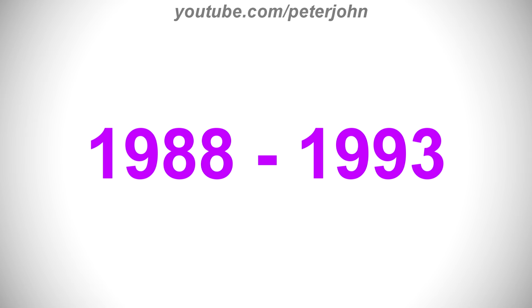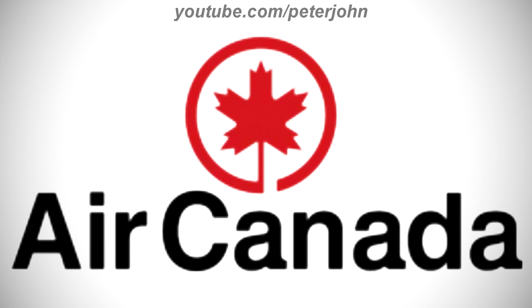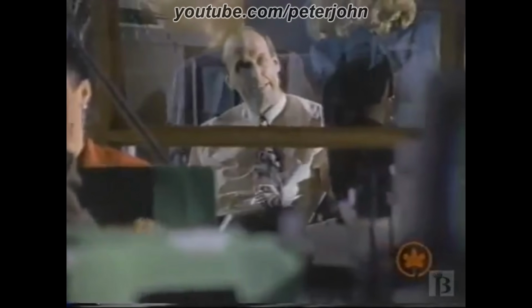1988 to 1993, there is a red ring, and inside it there is a red leaf, and under the ring, there are the words Air Canada in black text. Here is a commercial.